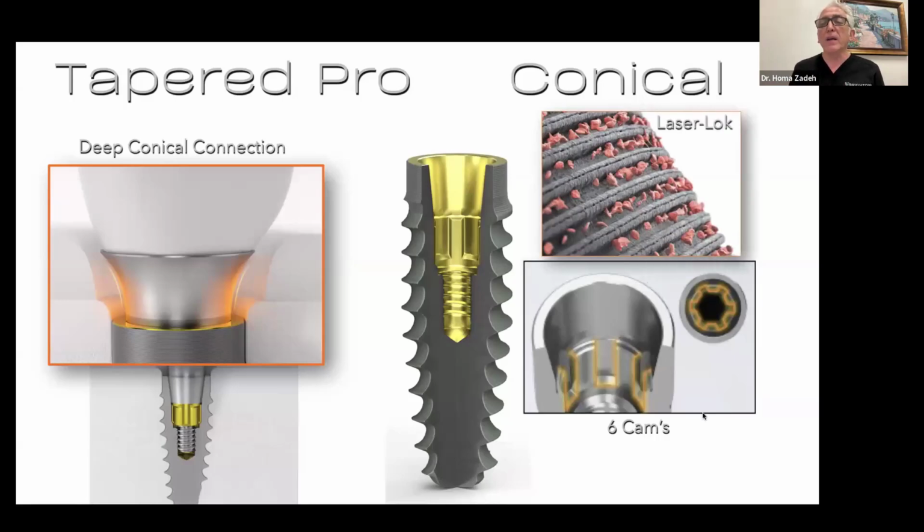Another thing that BioHorizons has done a great deal of research over the years on has been the laser lock treatment of the coronal portion of the implant. And the laser lock leads to functionally oriented tissues. So this is really important, to have that laser lock treatment right at the crestal portion.